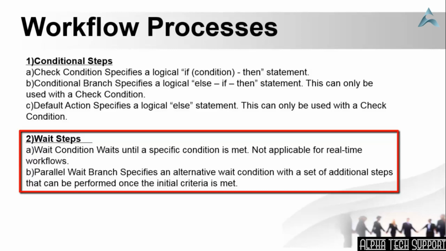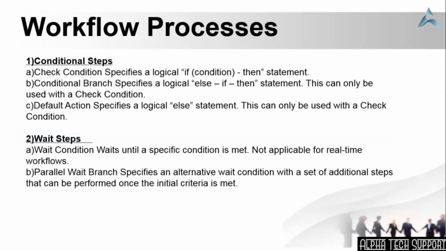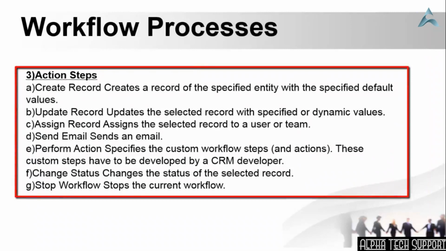So this kind of parallel wait branch we can specify in this wait steps. The next workflow step is action steps. In action steps, we can create a record, which means we can create a record of the specified entity with the specified default values. So for example, we can create an employee record within an employee entity using create record in employee entity action.